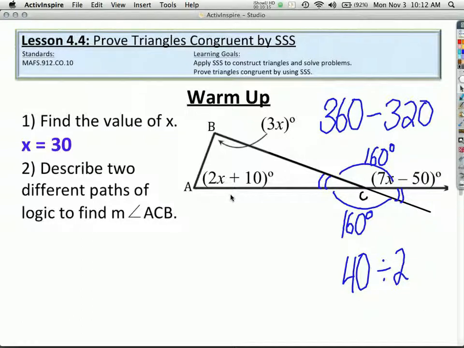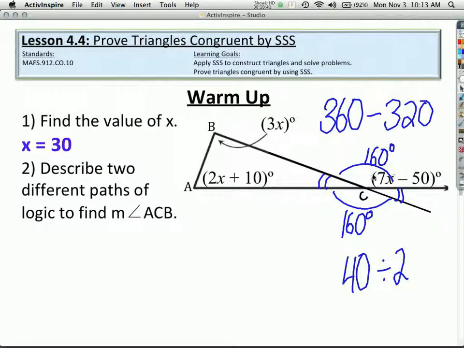Tristan? You could substitute 30 for x on C, then that would have got 160. And by the linear pair postulate, you could have subtracted 160 by, wait.